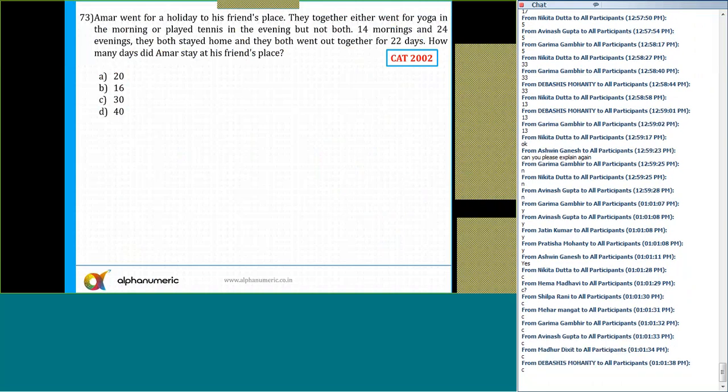It says Amar went for a holiday to his friend's place. Together they either went for yoga in the morning or played tennis in the evening, but not both. 14 mornings and 24 evenings they both stayed home, and they both went out together for 22 days.